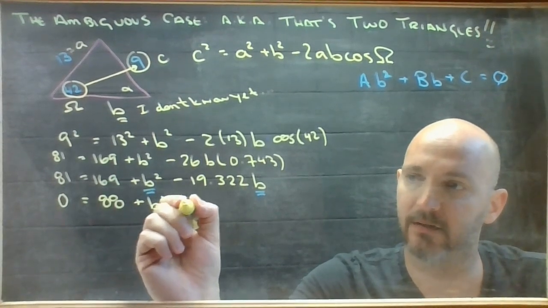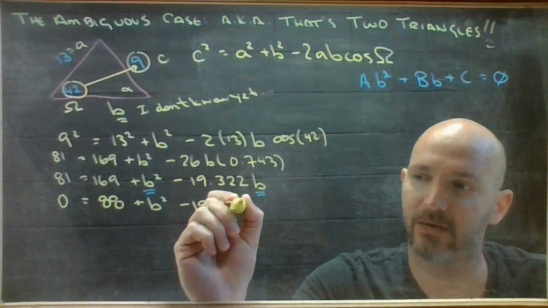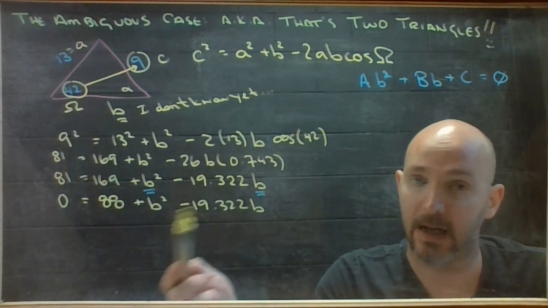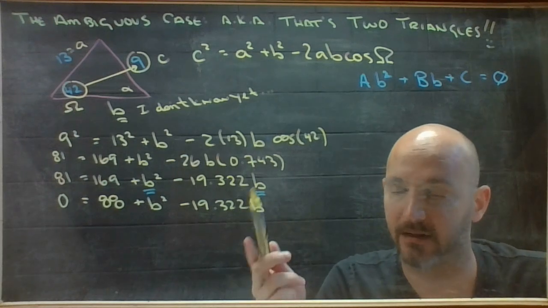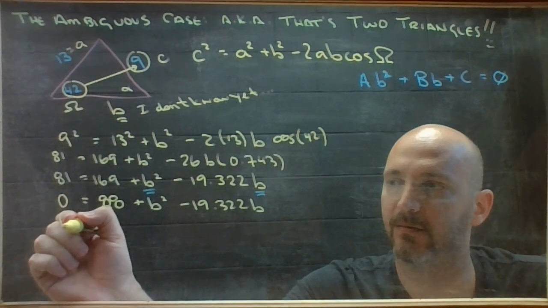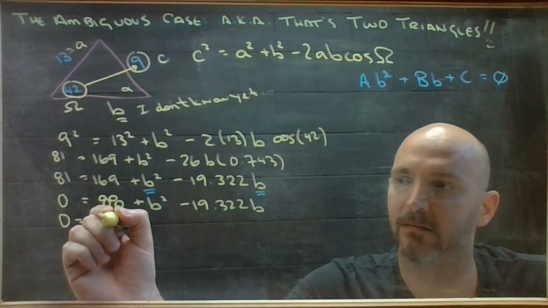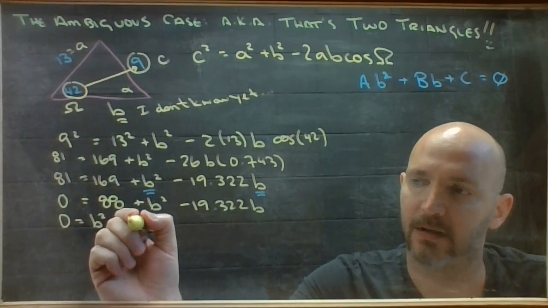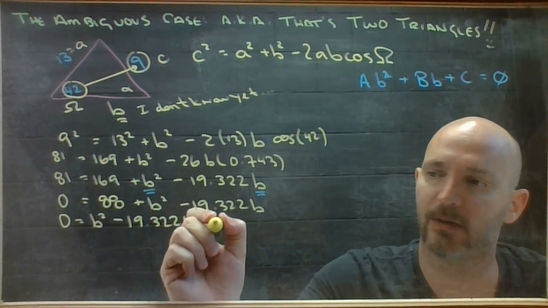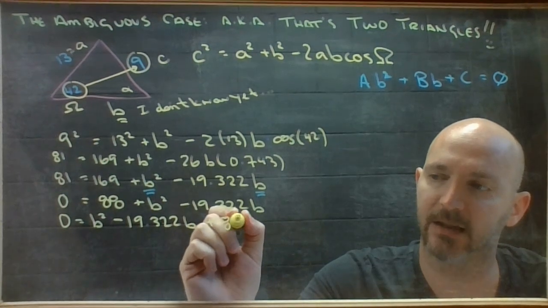Plus b squared minus 19.322b. You don't have to get them in exactly this order, but it helps you to use the quadratic formula. Put your b squared first, your thing that's not squared second, and your number with no letter attached at the back.